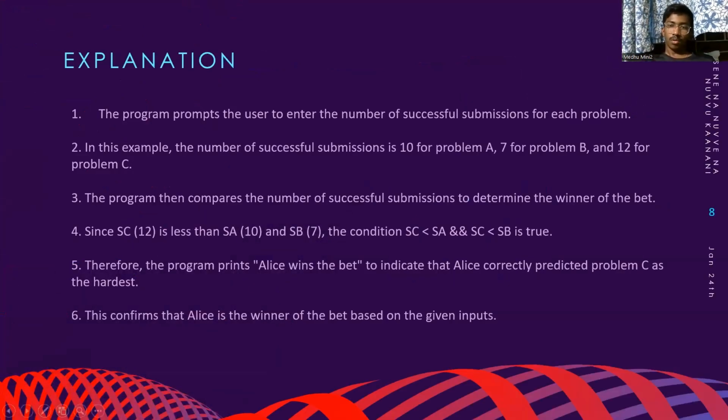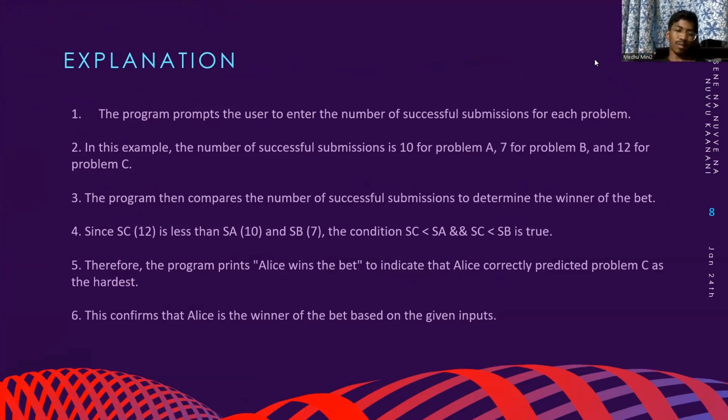Explanation. The program prompts the user to enter the number of successful submissions for each problem. In this example, the number of successful submissions is 10 for problem A, 7 for problem B, and 12 for problem C. The program then compares the number of successful submissions to determine the winner of the bet.